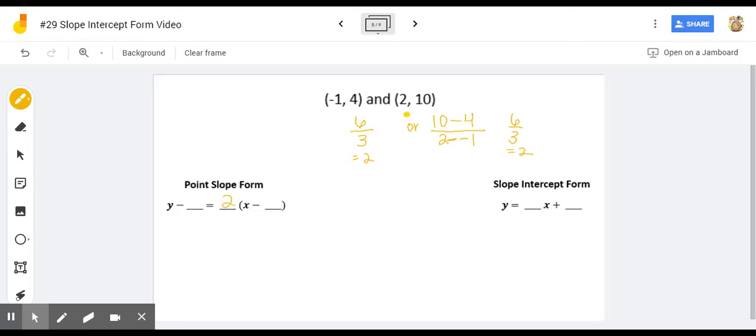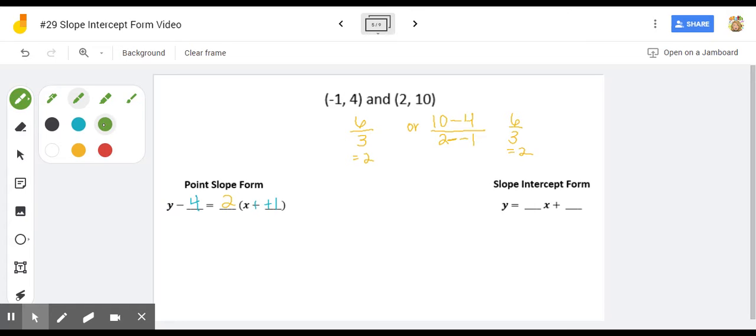So you know what? I'm just going to pick that first one. Why not? So if I'm using -1, 4, that means I have x minus -1, which becomes a positive 1 inside with my x. And we have y minus 4 on the outside. Now, this is point-slope form, guys. So we need to change this so that we get it into slope-intercept form, where we can find the y-intercept of our graph.